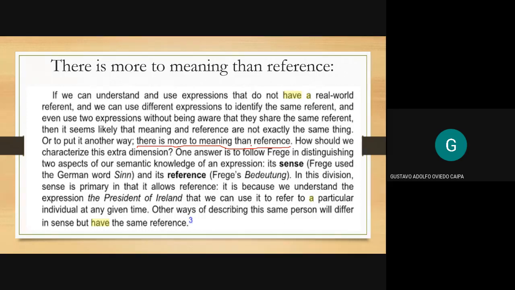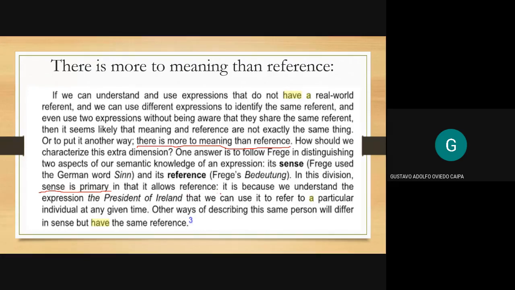In this division, sense is primary. Sense is primary in that it allows reference. If you don't have the concepts, the internal representation of the entity, then it's very difficult for you to form a relation of reference. In that it allows reference.